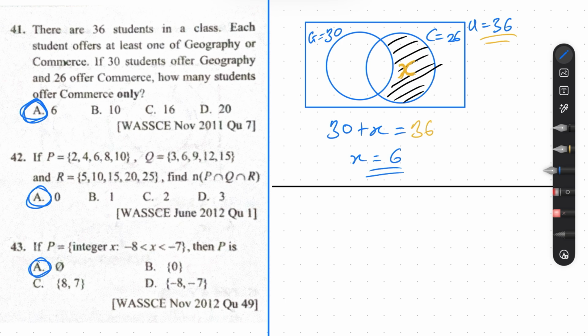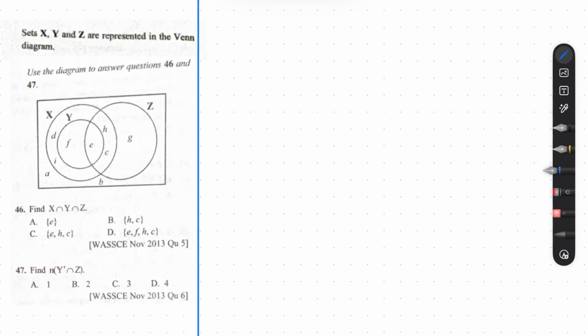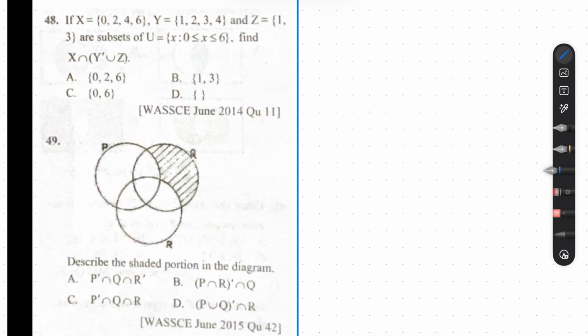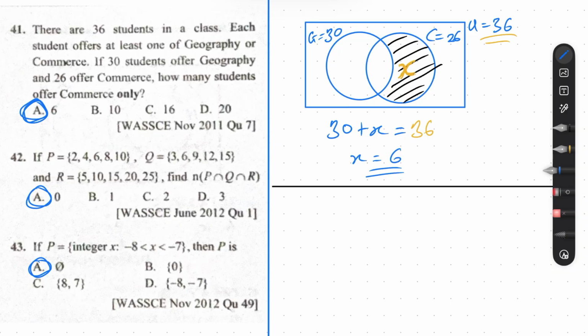Alright. So in the next session, we'll be starting with question number 45. I'll look for that, and then we can go to question number 44.